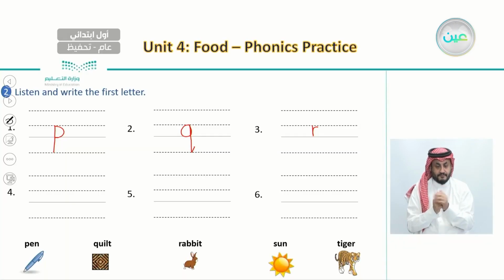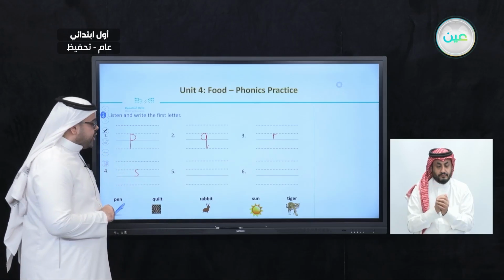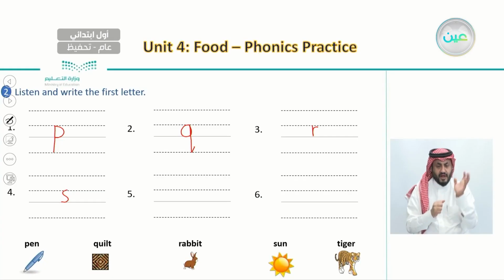Number 4, sun. Sun. So sun starts with the letter S. So here we go. We write the first letter of the word sun. And finally, the last word we have is tiger. Tiger. Tiger starts with letter T. So here we go, and we write the first letter, which is letter T. Tiger. So here we go.